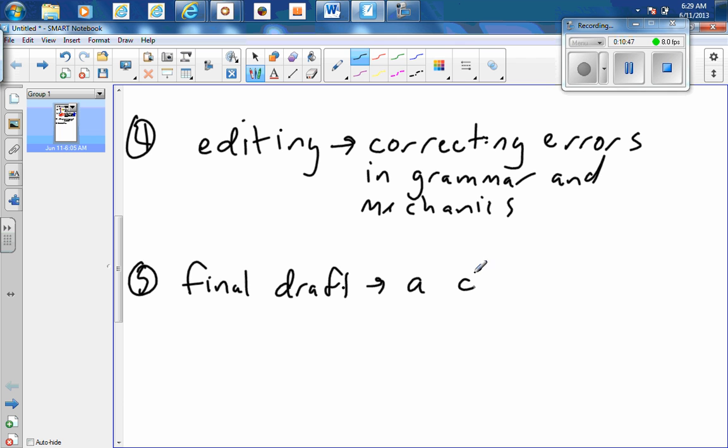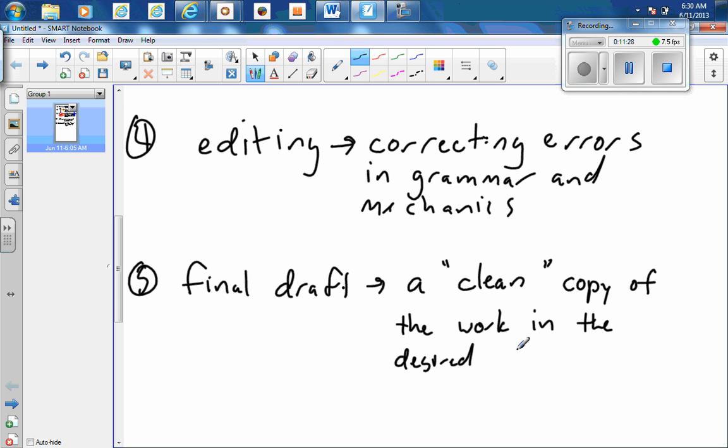I'm going to call it a "clean." By the way, whenever somebody puts quotation marks around a word, what they're saying is that temporarily, that word does not necessarily mean its standard definition. In this particular case, clean means it's free of editing marks, erasures, anything that would resemble a draft. A clean copy of the work in the desired format.